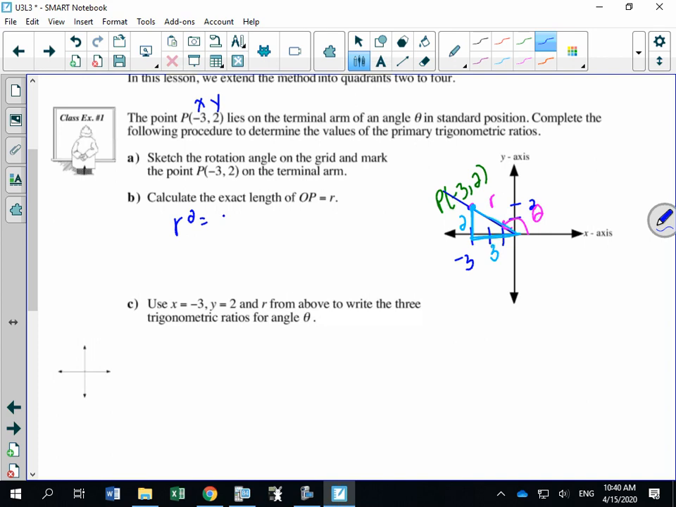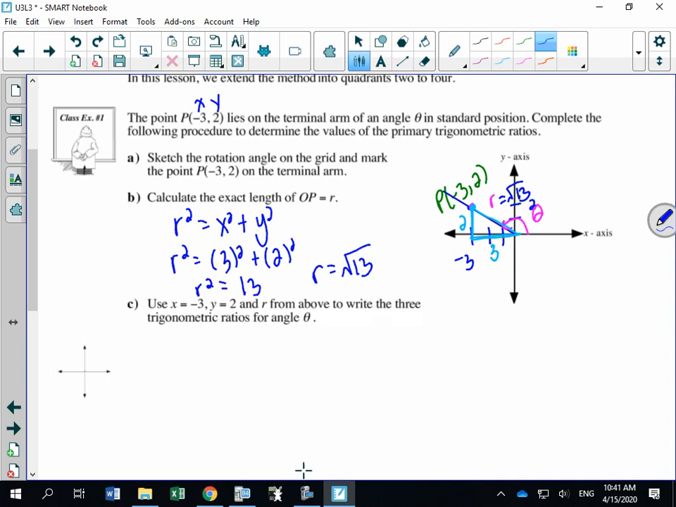r squared equals x squared plus y squared. r squared is equal to 3 squared plus 2 squared, so that would be 9 plus 4. r squared is equal to 13, and the radius is equal to the square root of 13. Remember, your radius is your c on your triangle, and it's the hypotenuse. So I'm going to double check that the square root of 13 is the longest side.